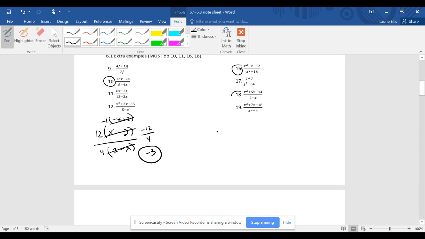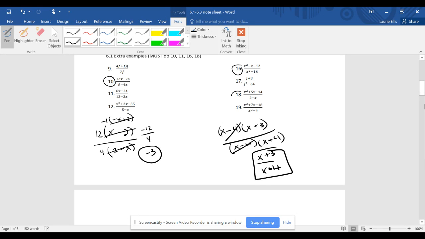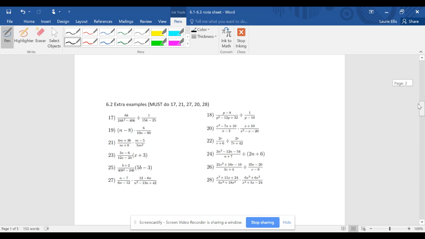Okay, in number 16, my numerator is going to factor to x minus 4 times x plus 3. My denominator is x minus 4 times x plus 4, because I see that is the difference of two squares. These x minus 4's cancel, so my answer is x plus 3 over x plus 4. Okay, all right. On to the next couple of problems.